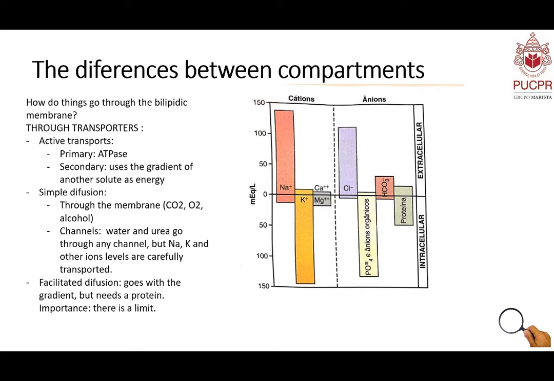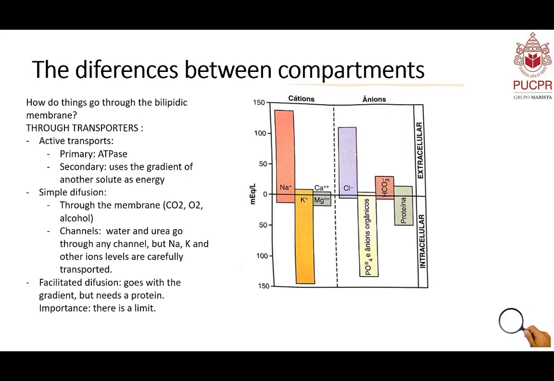So we have the primary kind of transportation that uses a pump, and the most famous pump is the sodium-potassium pump. It puts the sodium outside the cell and the potassium inside the cell. We also have the secondary active transportation. This kind of transport is very clever. It uses the gradient of another solute as energy to put the other solute inside the cell.